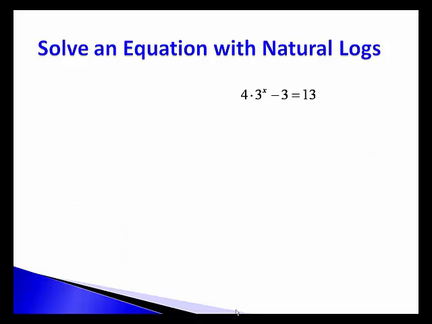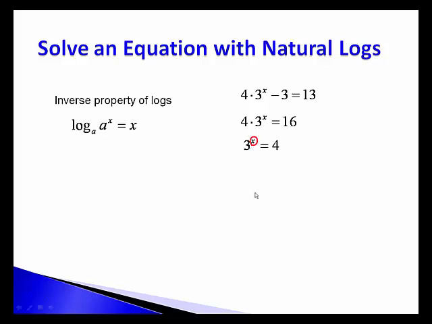This time I have 4 times 3 to the x power minus 3 is equal to 13. Our inverse property we'll need is log base a of a to the x is equal to x. I'll start by adding 3 to both sides, and then I'll divide both sides by 4. I'm now in a position to use the inverse property of logs on the left-hand side. Notice, I see an x as an exponent, and I don't see the word log. Therefore, I will take a log base 3 of both sides.